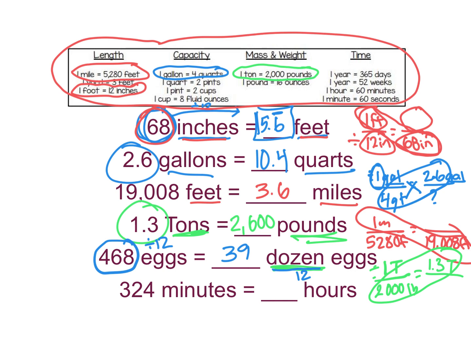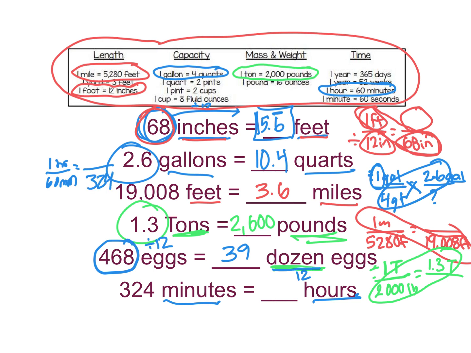And the last one, we have minutes and hours. So if I look up here, minutes and hours, 1 hour has 60 minutes. Again, you probably knew that. 1 hour has 60 minutes. And that says minutes. And I have 324 minutes.